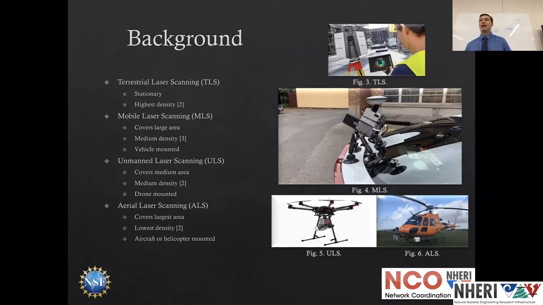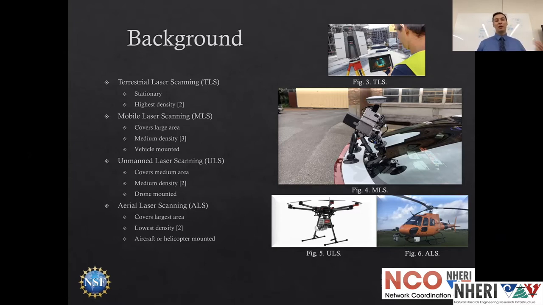So a little bit of background on laser scanning. There's four types of scanning: terrestrial, mobile, unmanned, and aerial. Terrestrial is going to be the most precise and the highest density point cloud. What I mean by highest density is that the points are much closer together than you would get, for example, with aerial laser scanning, where they could be centimeters or tens of centimeters apart. The shortcoming of terrestrial laser scanning is that it's on a tripod and it's stationary, so you would have to move the tripod to get multiple scans.